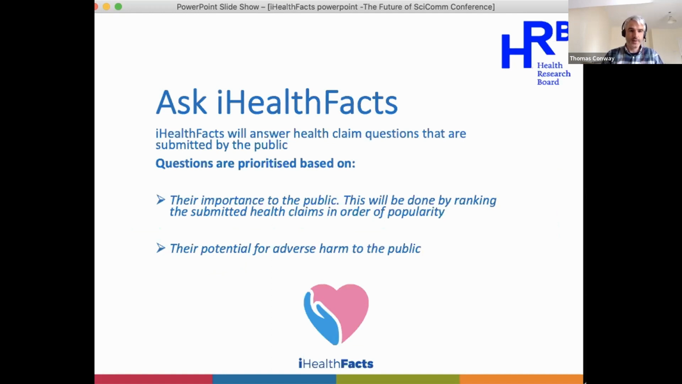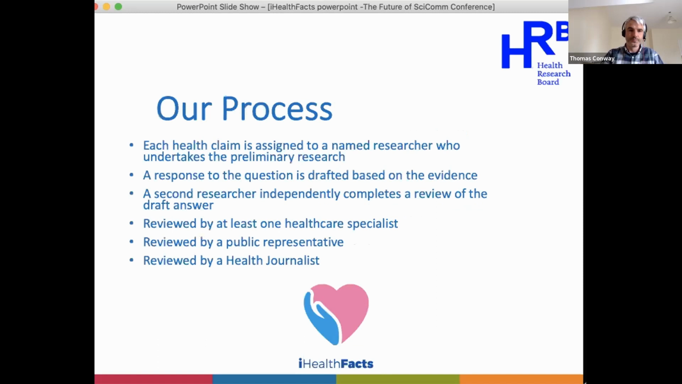But iHealthFacts uses a transparent process to prioritize questions submitted by the public. Questions are prioritized in two ways. Number one, by looking at how important a particular claim is to the public. We do this by ranking the health claims submitted to us in order of popularity. For example, if we have 300 people submitting the same claim, we know that's a claim that people are concerned with. And number two, we also prioritize claims by considering the potential for adverse harm to the public. During the pandemic, we've all been aware of claims that have had the potential to have serious public health repercussions. Often these claims at first glance appear to be seemingly innocuous, and these are the type of claims prioritized by iHealthFacts.